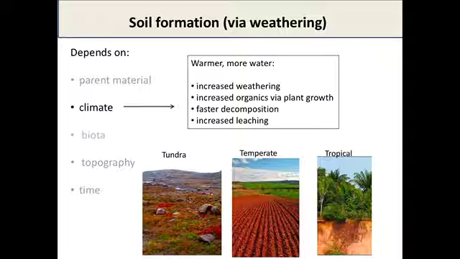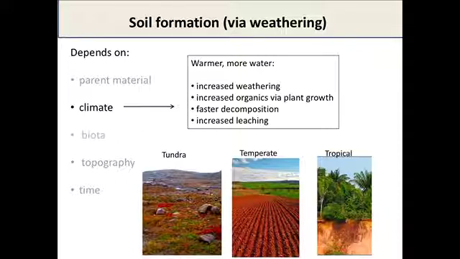Next, we can talk about climate. Typically in warmer, more productive areas with higher rainfall, we see more organic growth. More organic growth, and certainly a warm environment, will lead to faster decomposition. So you've got more organic material in the soil.